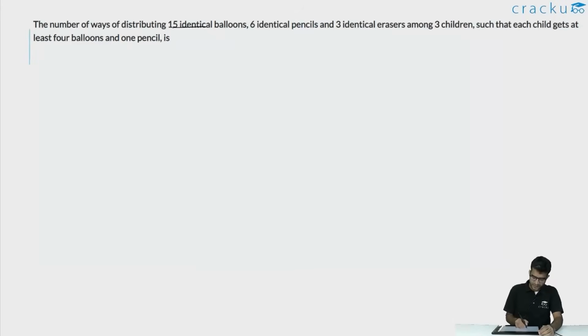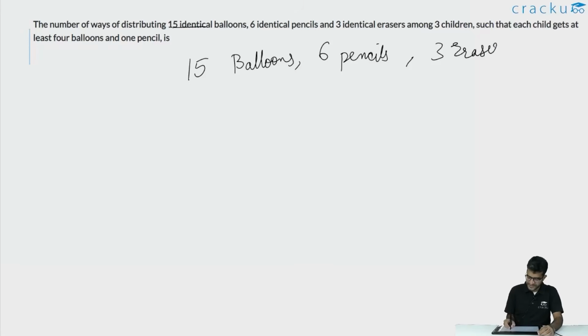In this question, we are told that there are 15 identical balloons, 6 identical pencils, and 3 identical erasers, and they have to be distributed amongst 3 children, such that every child gets at least 4 balloons and 1 pencil.